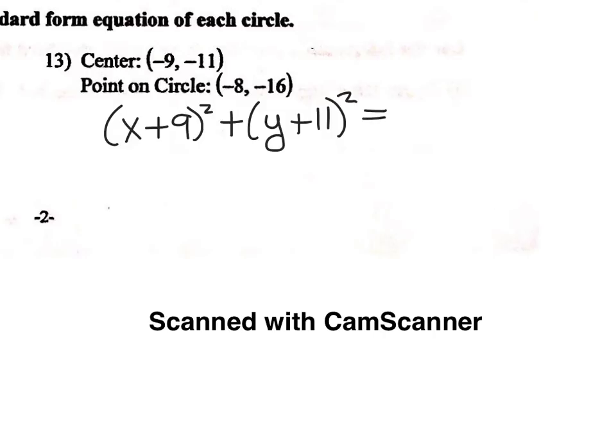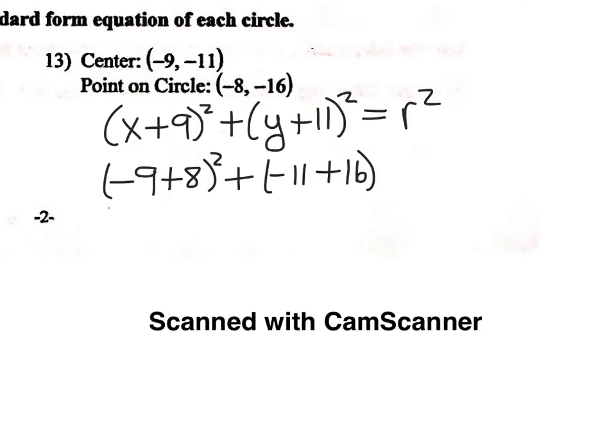But what we need is our r squared. We don't know what that is. So we're going to use these 2 points to help us find it. We're actually going to use the distance formula to help us find r squared. So the distance formula is subtract the x's, so -9 minus a -8 is -1, squared, plus, and then a -11 minus a -16 would be -11 plus 16, squared, and then we take the square root of that.